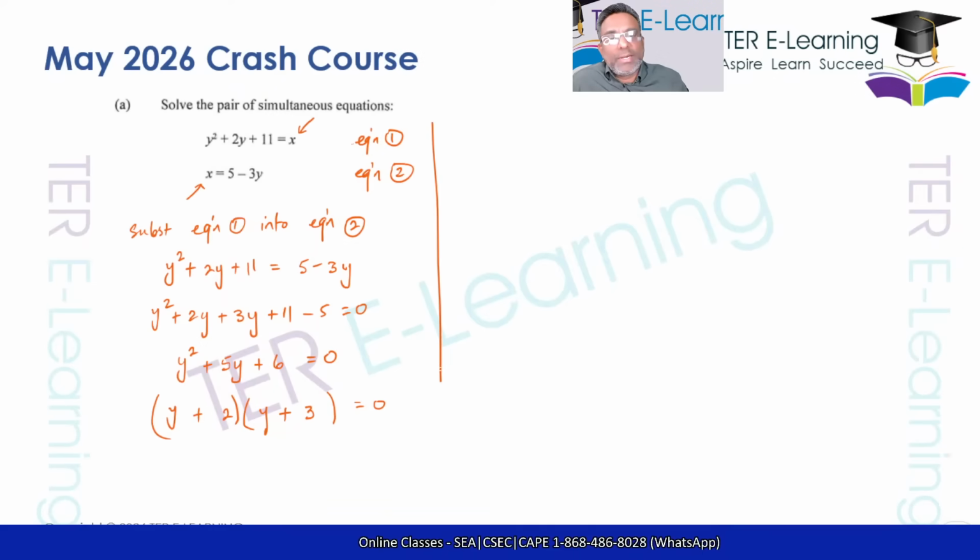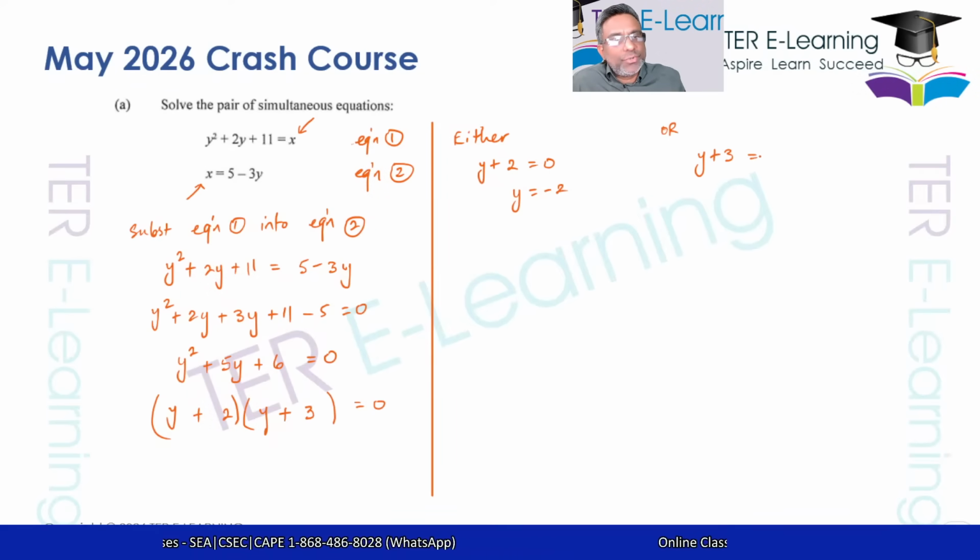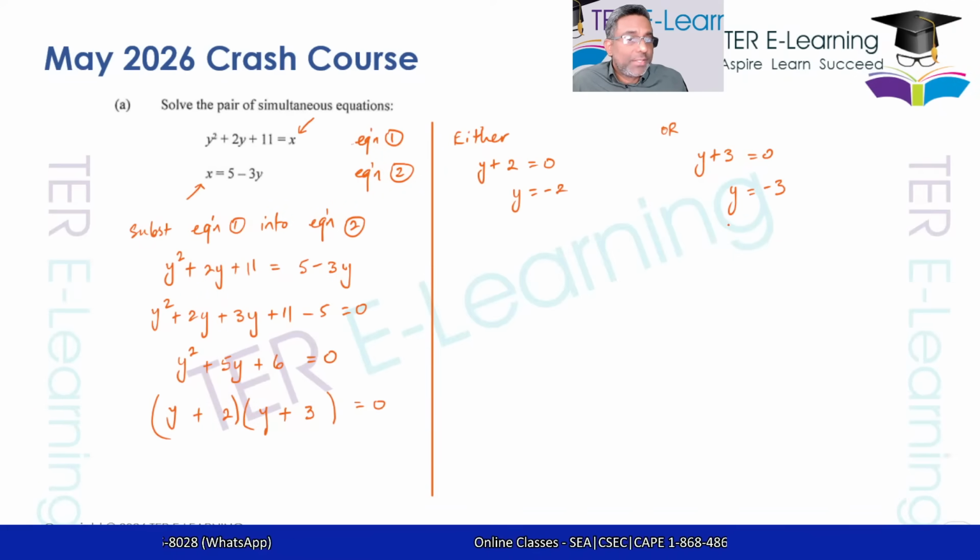So that's step 1. We're going to figure out our y values. So we can say either y plus 2 is equal to 0. So y is equal to negative 2. Or we can say that y plus 3 is equal to 0. And therefore y is equal to negative 3. So we've just worked out our two y values here.